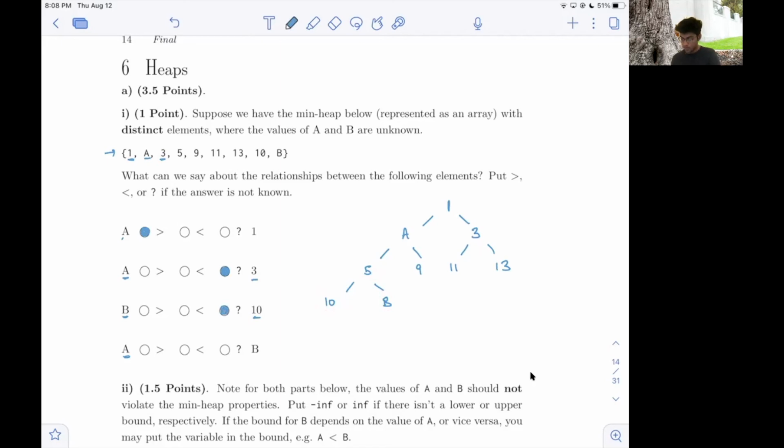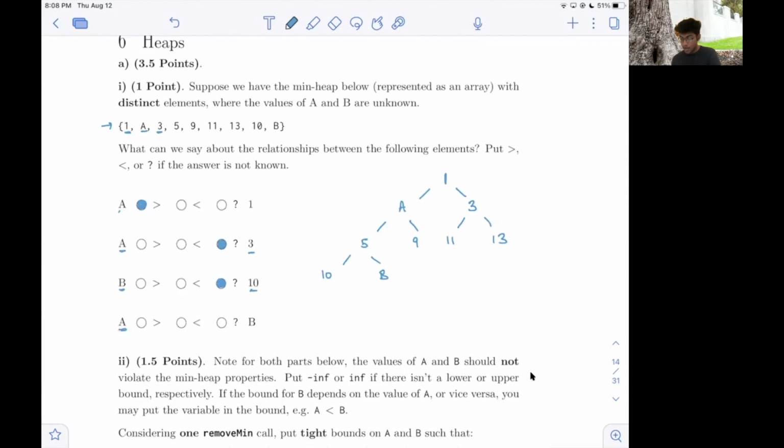Okay. For the next one, I'm comparing A and B. So now I see that A is higher up in the tree than B. And because this is a min heap, I know that for this particular subtree, just the one that I've highlighted, A must be the minimum value, which means that A should be less than B. Just for this subtree, if we follow the min heap property, the root value should be the minimum value, and A is the minimum value in this subtree because it's the root. So I put A is less than B for this particular part. Okay, that was the first part.